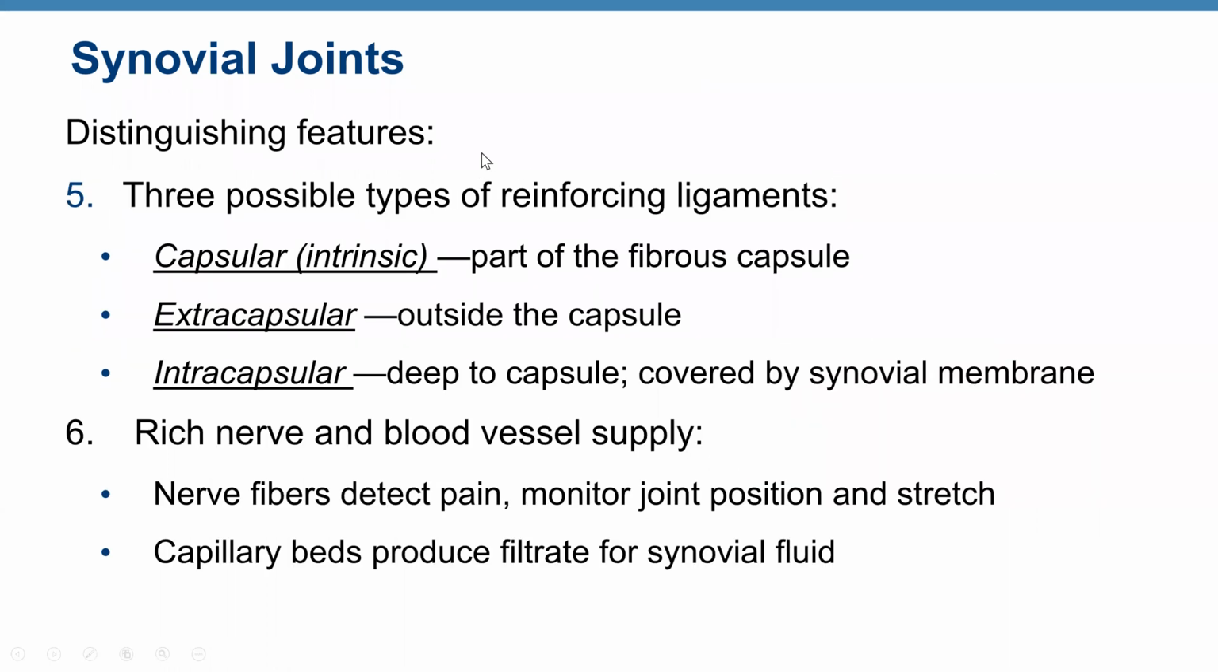So then we have some other reinforcing ligaments, right? So number 5 and 6, we might have it sometimes. Sometimes we don't, if it's a small synovial joint. But we have 3 possible types of reinforcing ligaments. We can have capsular, intrinsic, part of the fibrous capsule; extracapsular, outside the capsule; and intracapsular, deep to the capsule, covered by synovial membrane. So those are reinforcing ligaments.